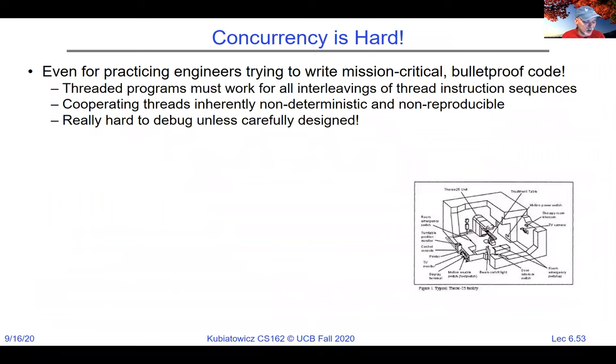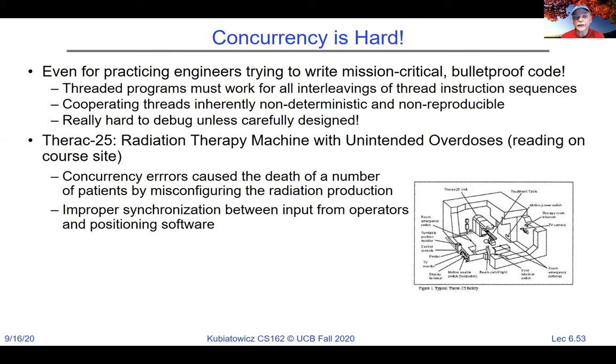So concurrency is very hard, and unfortunately I was hoping to get to semaphores today, but even for practicing engineers, it's hard. This analysis of what you need to lock and so on is something that people don't always get right. And I just wanted to give you a couple of examples. The Therac-25 radiation machine, there's a reading up on the resources page for us, is a great example of what happens when there's a concurrency bug.